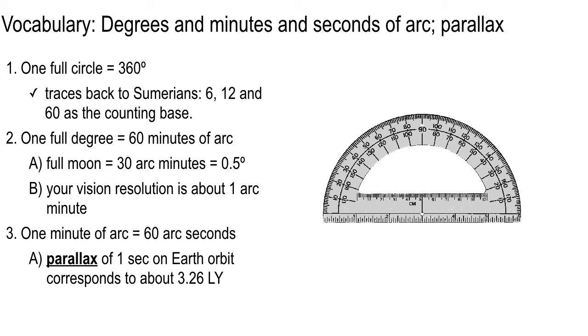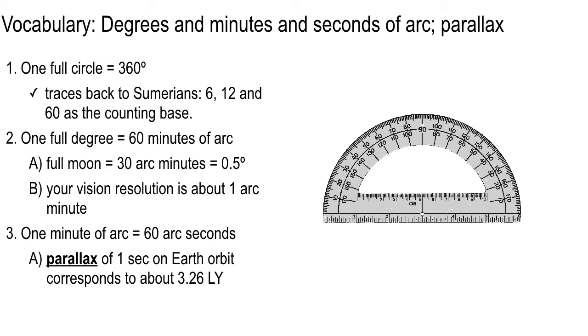For a star, 1 second, or even smaller. The closest star is about 1 second of arc. Students, this distance is also called a parsec. Go ahead and write that down. P-A-R-S-E-C. If you get some parallax and you measure it, you can get the distance. And the distance that corresponds with 1 second is a parsec, or 3.26 light years.